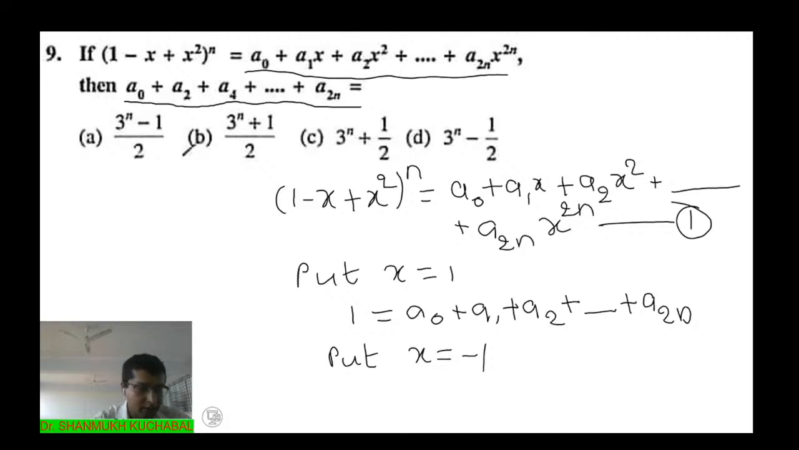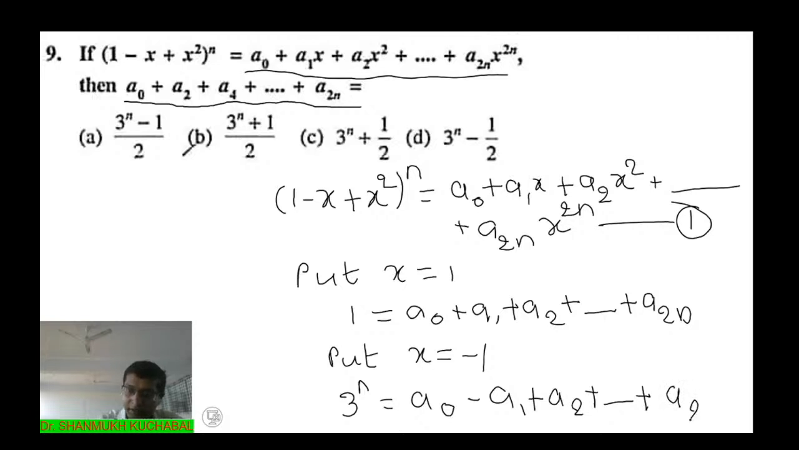So we get minus 1 minus of minus 1 plus 1, minus 1 square is plus 1, so 1 plus 1 plus 1, 3. It is 3 raised to n. 3 raised to n equal to, we get a0 − a1 + a2, like that. The last term is a2n.